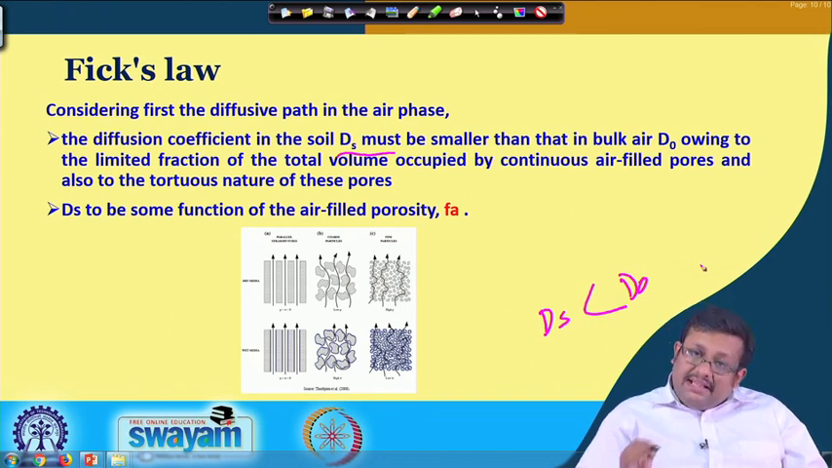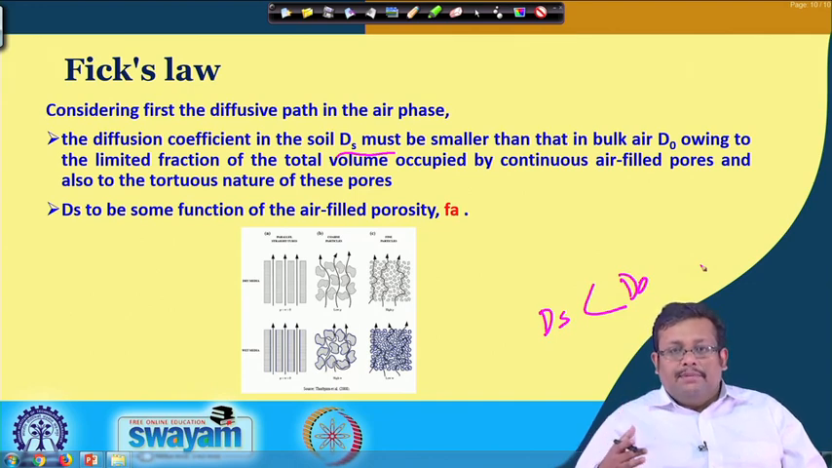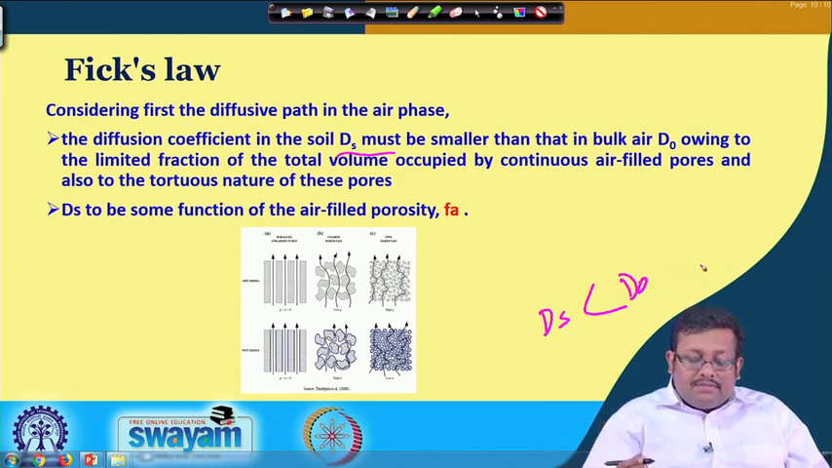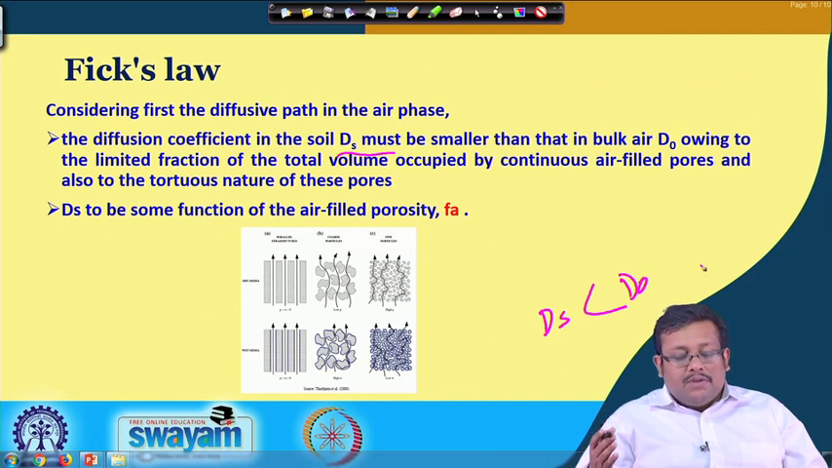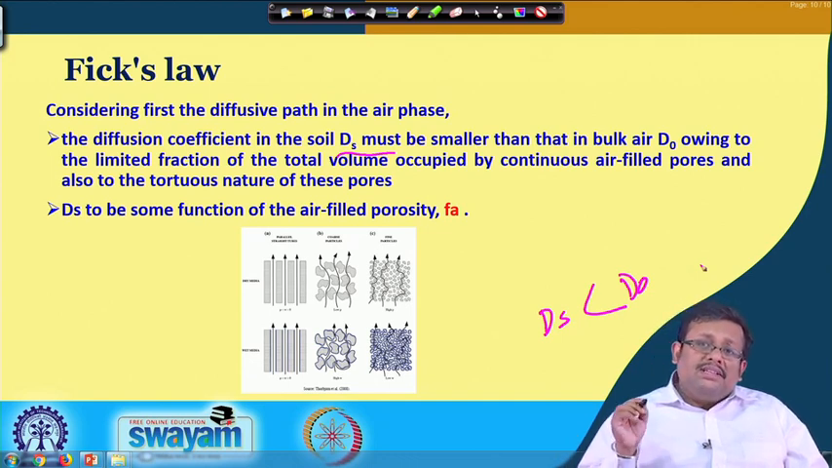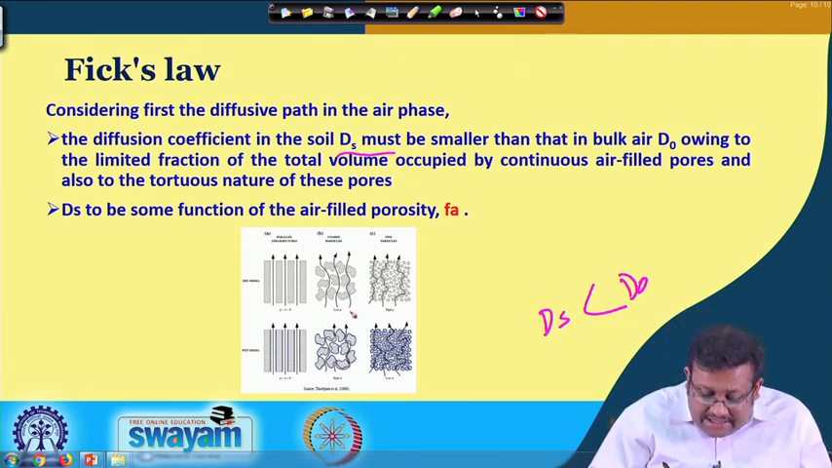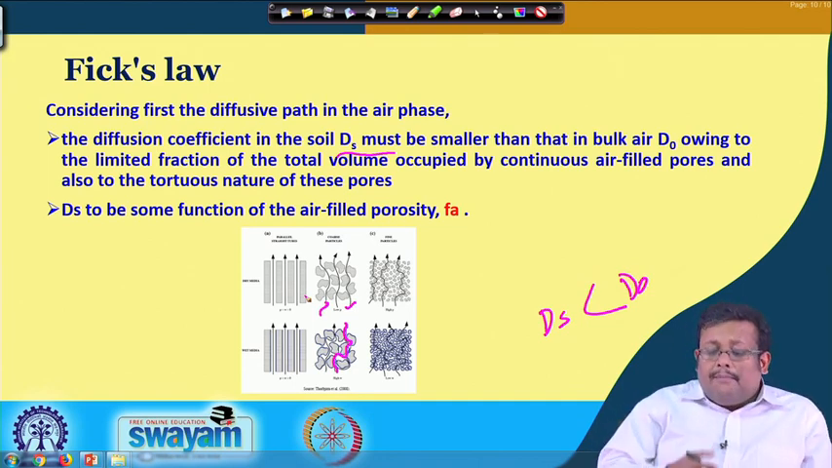Why is that? Because in the soil, diffusion is not as simple as in the case of bulk air. In soil, some pore spaces are filled with water, so the total volume occupied by the continuous air-filled pores is limited, because some pores will be filled by air and some pores will be filled by water, and also there will be the tortuous nature of those pores. As you can see here, these are coarse particles in any kind of soil. So the path of diffusion is not very simple, not very straight. This is called the tortuous nature of diffusion, the tortuous pathway of diffusion.